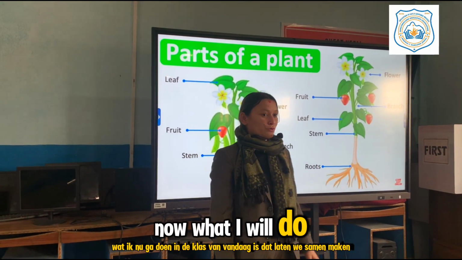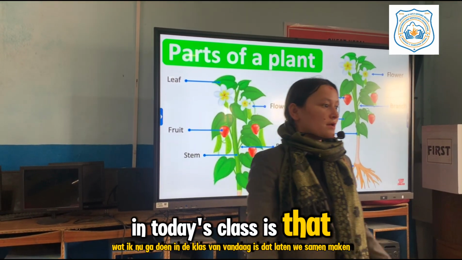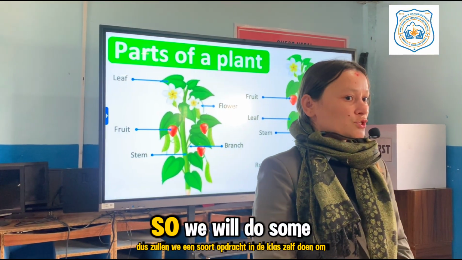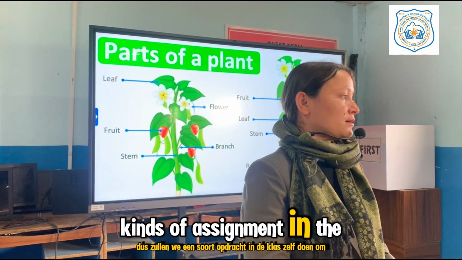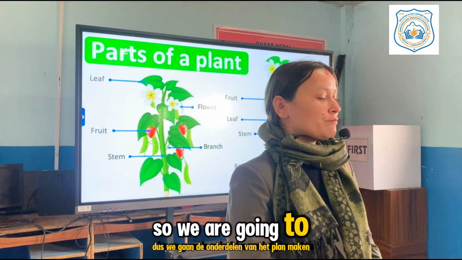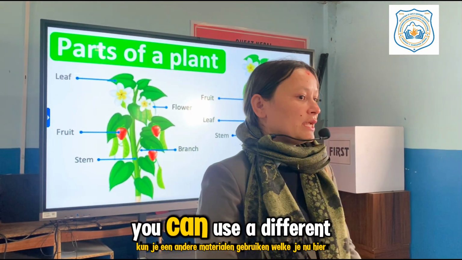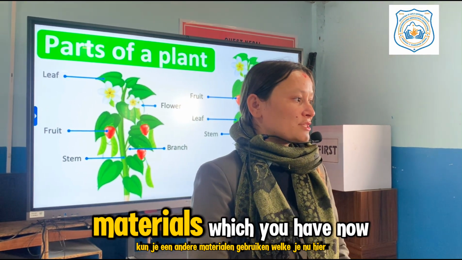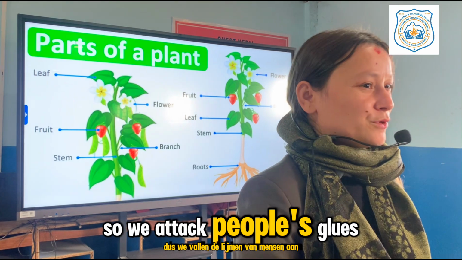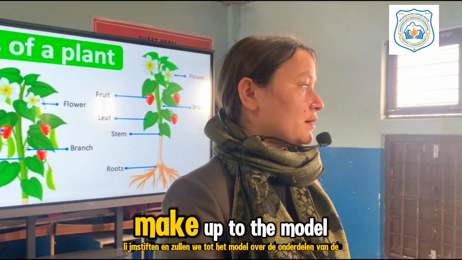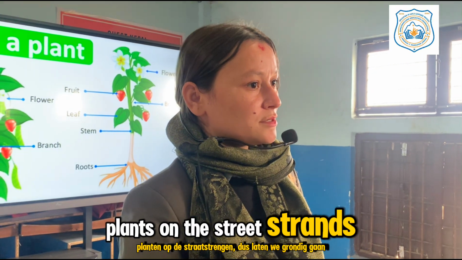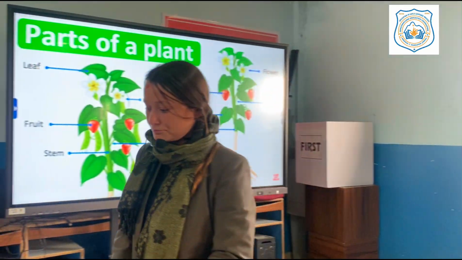Okay, now what we will do in today's class is let's make something together, let's be active. We will do an assignment in the class itself to show what you have understood, okay? We are going to make the parts of the plant. You can use the different materials which you have here. We will use chart papers, glue, and glue sticks, and we will make a 2D model of the parts of the plants. Understood, students? So let's go.